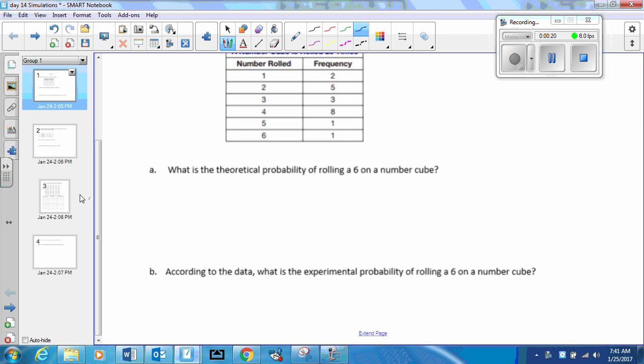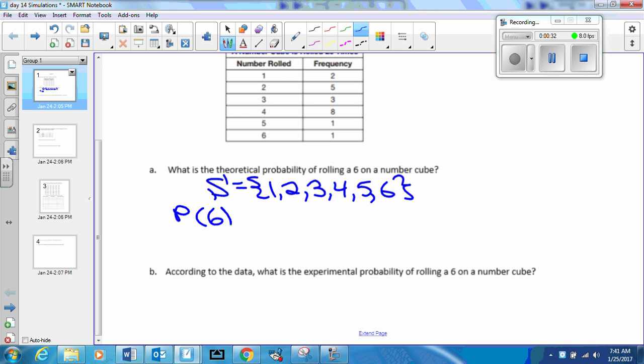So remember, the sample space for a number cube are the numbers 1, 2, 3, 4, 5, 6. Each of these numbers is equally likely. So the theoretical probability of a 6 is one of the 6 total outcomes. And if I divide that out on my calculator to see what the decimal is, it's 0.16 repeating, which is 16.6 repeating percent.